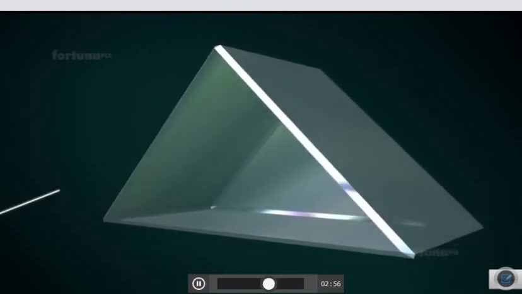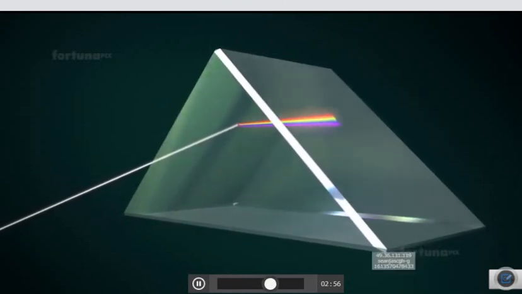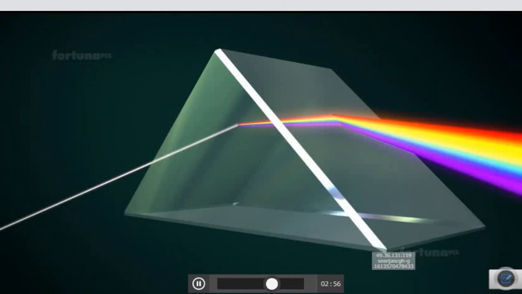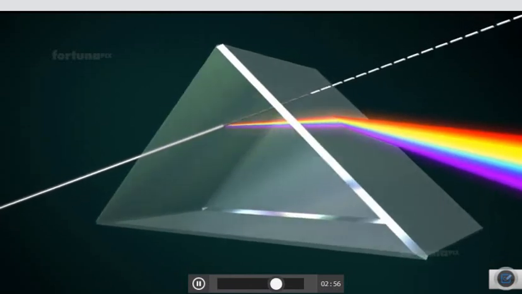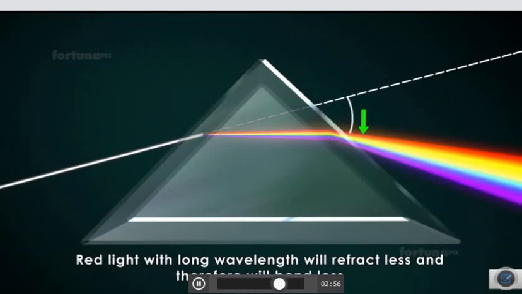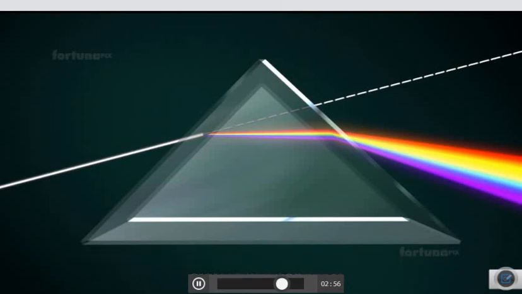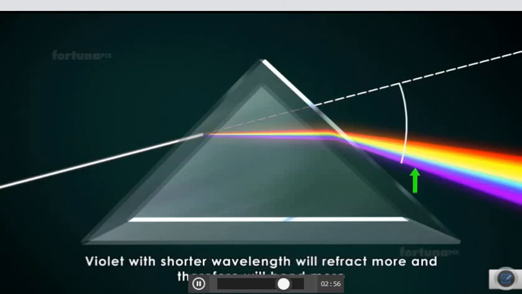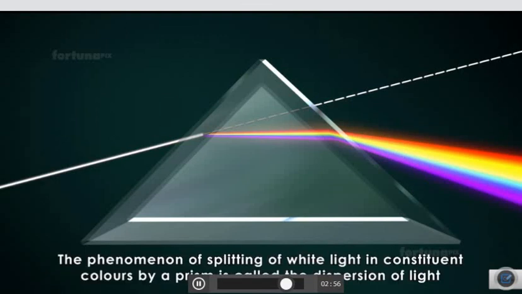When a beam of sunlight is shone through a prism, the light will split into a spectrum on the other side of the prism. The beam of light will slow down at the boundary between air and glass and will bend. The bending will depend on the wavelength of the rays. Red light with long wavelength will refract less and therefore will bend less. Violet with shorter wavelength will refract more and therefore will bend more. This phenomenon of splitting of white light into constituent colors by a prism is called the dispersion of light.